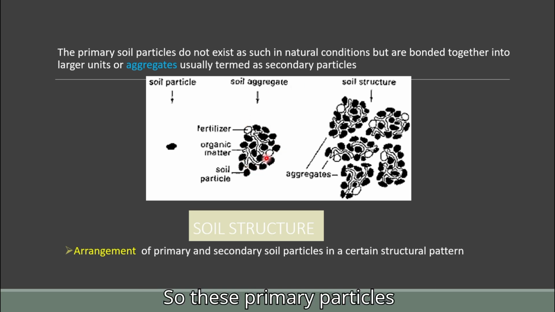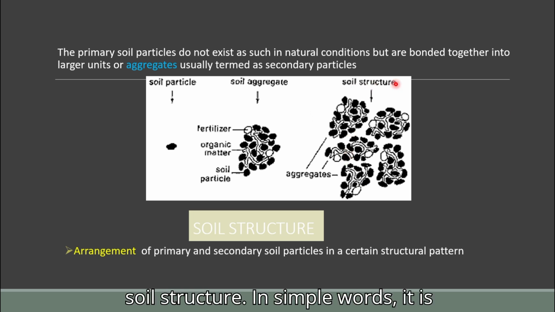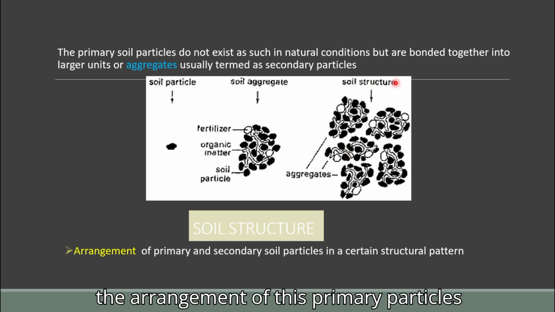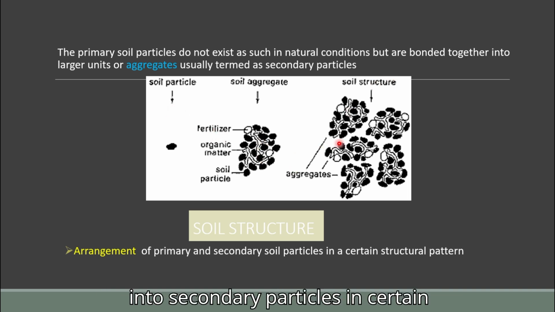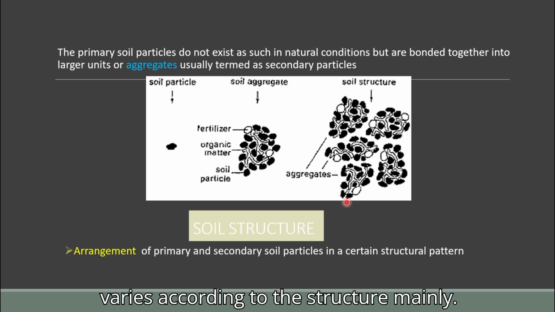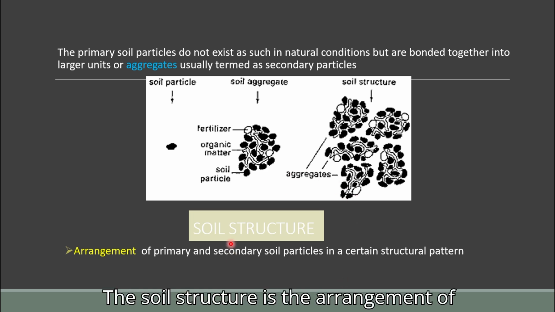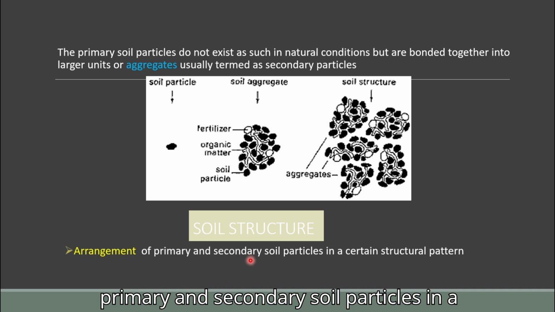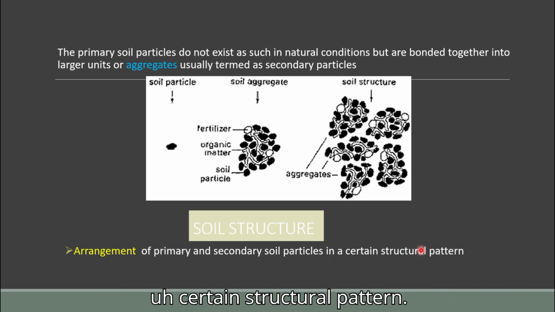So these primary particles are grouped into aggregates like this. Then we can call it soil structure. In simple words, it is the arrangement of these primary particles into secondary particles in a certain pattern. The water and air circulation in the soil varies mainly according to the structure. The soil structure is the arrangement of primary and secondary soil particles in a certain structural pattern.